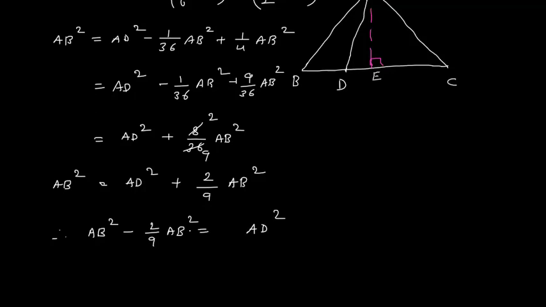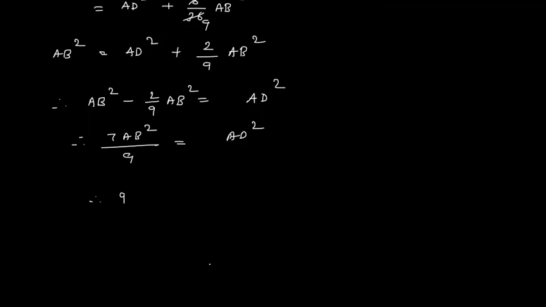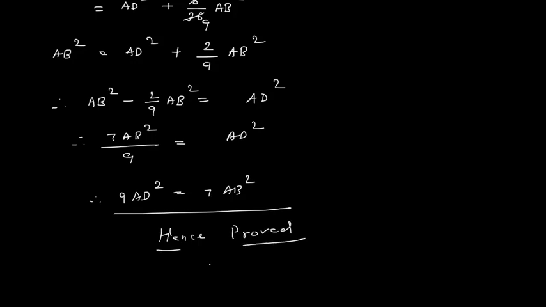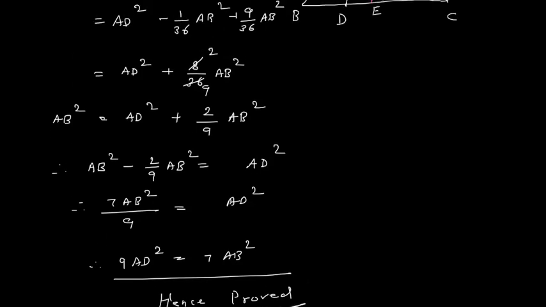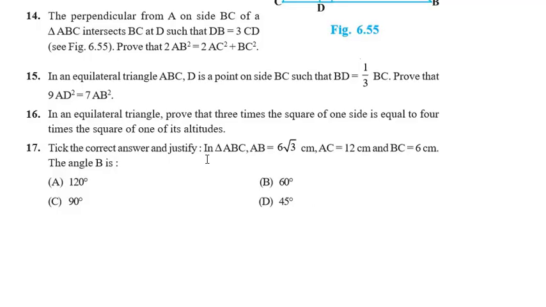I will cross multiply. So 9 AB square minus 2 AB square is 7 AB square upon 9, equal to AD square. Therefore I will say that 9 AD square is equal to 7 AB square. Hence proved. So we have proved that 9 times AD square is equal to 7 times AB square. Simple. So this 15th question is done.